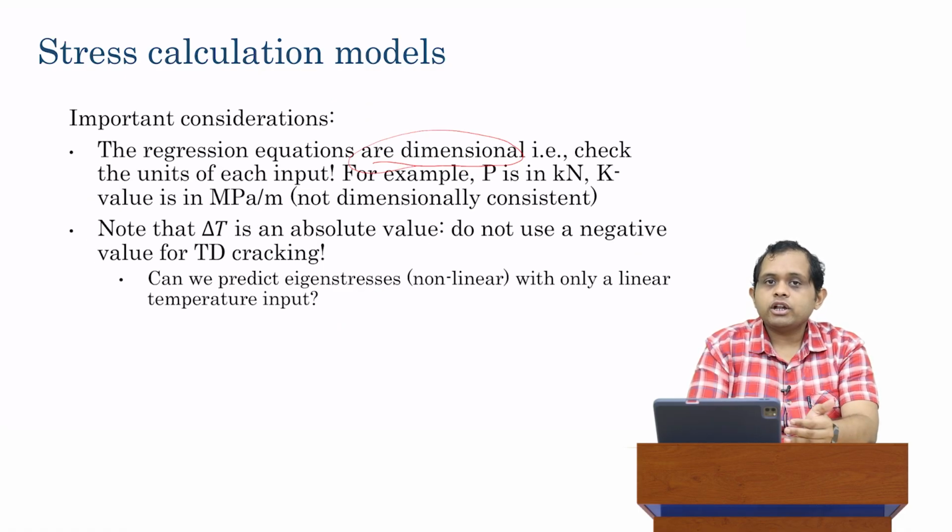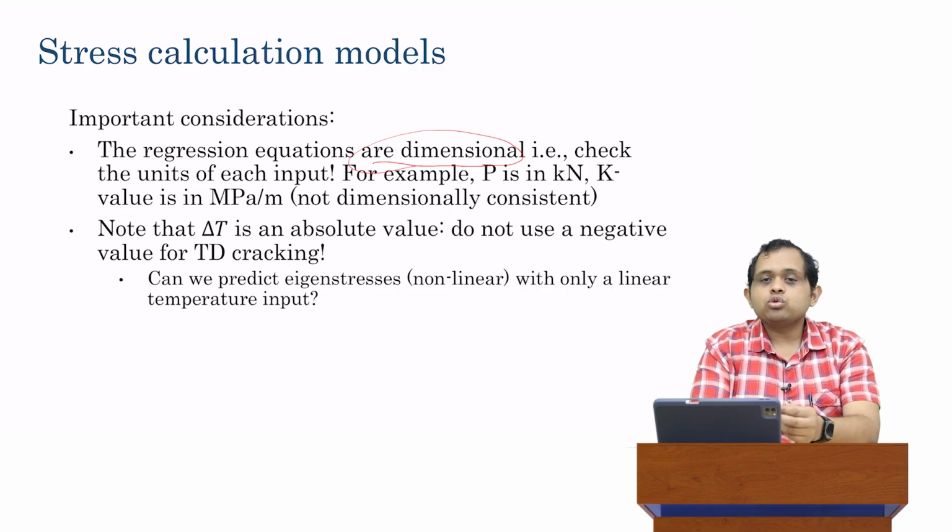So these equations have not been non-dimensionalized, and that can be somewhat concerning because in that case you can make an error depending on your choice of units. Generally, I had said previously, you should be unit consistent. In this case, you actually have to use the exact units recommended. So the regression equations are dimensional. Check the units of each input.